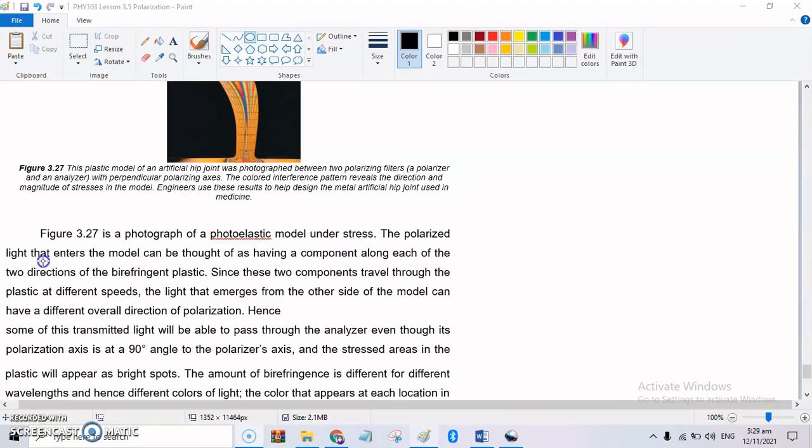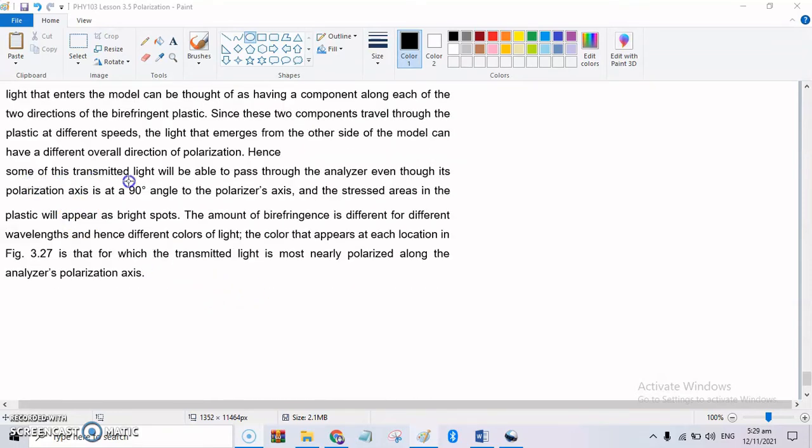Figure 3.27 is a photograph of a photoelastic model under stress. The polarized light enters the model, which can be thought of as having a component along each of the two directions of the birefringent plastic. Since these two components travel through the plastic at different speeds, the light that emerges from the other side of the model can have a different overall direction of polarization. Hence, some of this transmitted light will be able to pass through the analyzer even though its polarization axis is at 90 degrees to the polarizer's axis, and the stressed areas in the plastic will appear as bright spots.